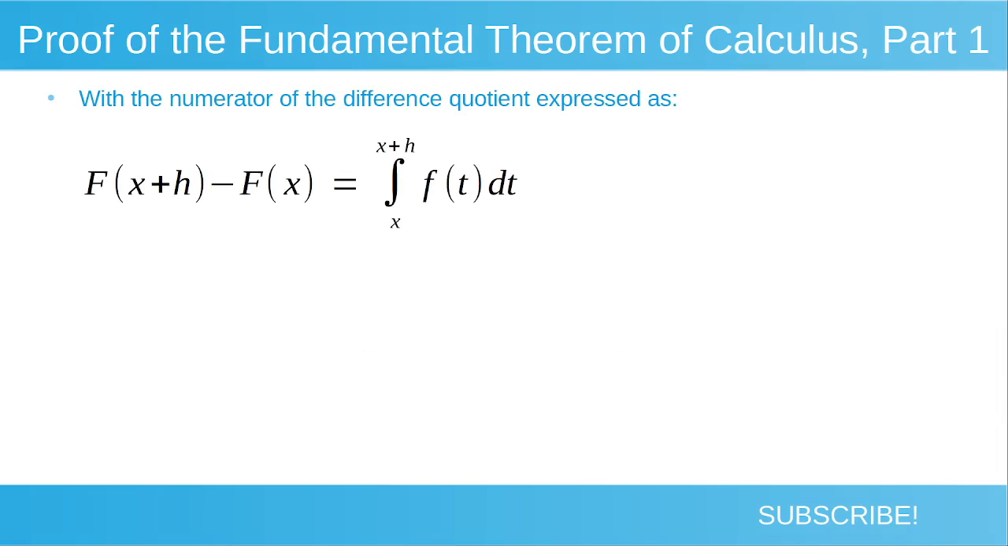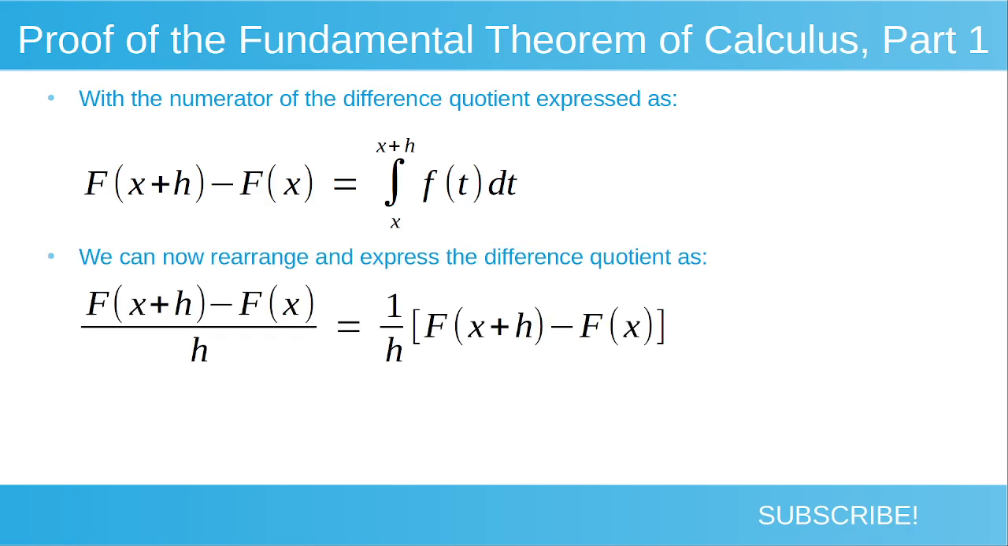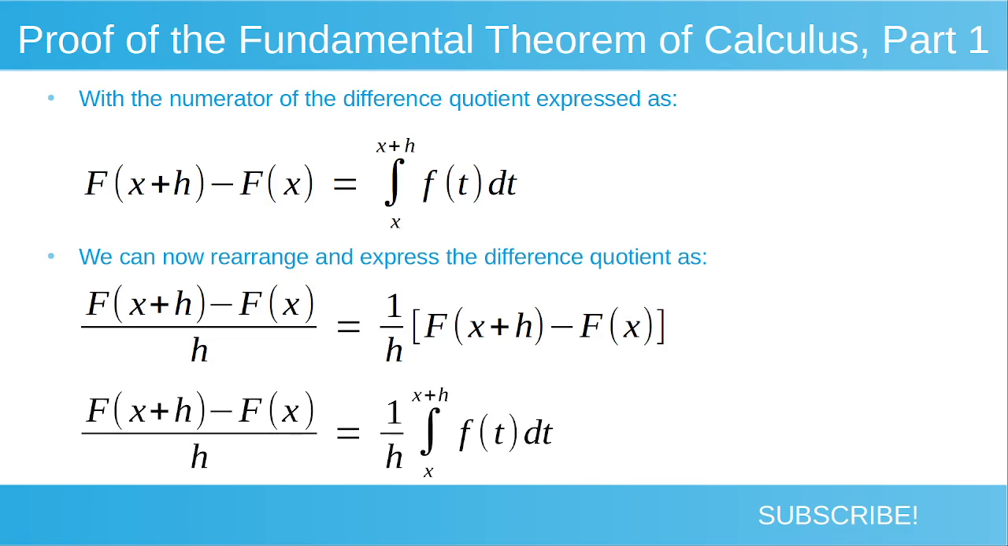So we have the numerator of our difference quotient expressed as the following equation at the top of the screen. We can now rearrange and express the difference quotient as being equal to 1 over h times that numerator, capital F of x plus h minus capital F of x. And when we substitute in for the numerator that integral from x to x plus h of f of t dt, we get that our difference quotient is equal to 1 over h times the integral from x to x plus h of f of t dt.